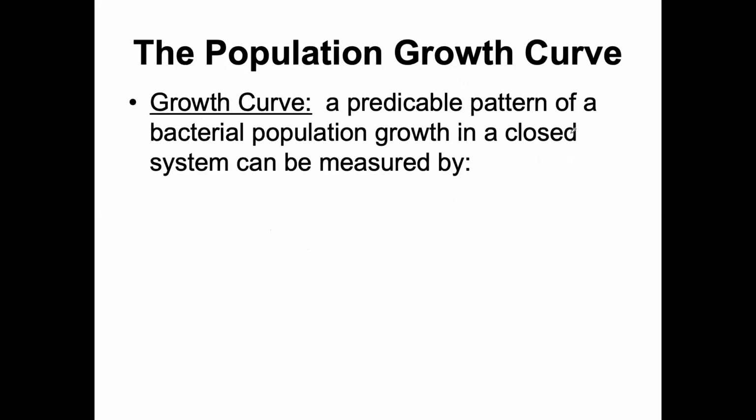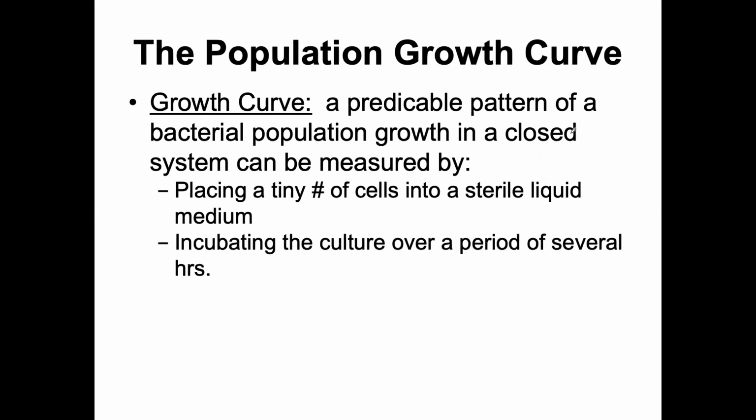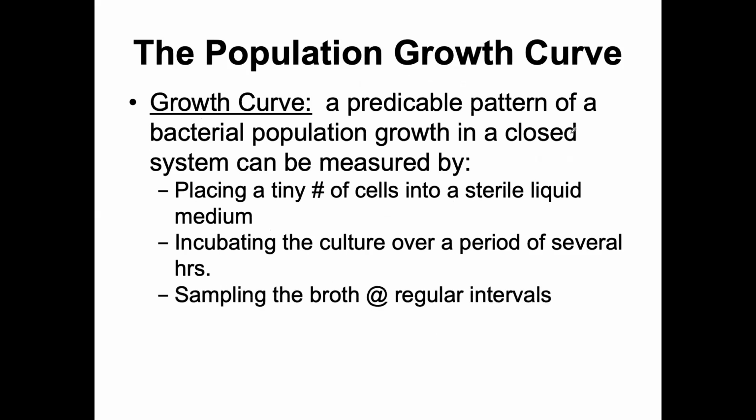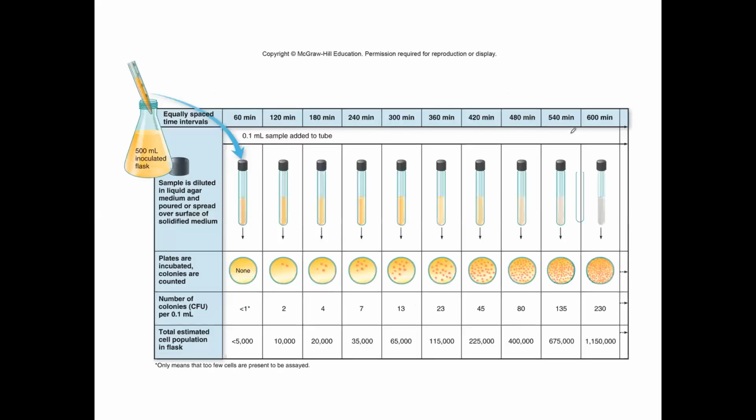A growth curve is just a way to show how the growth would happen in a particular set of conditions. We place a number of cells into a liquid medium, incubate the culture for some amount of time, take samples at regular intervals, plate the sample onto media, and count the number of colonies, and then we can make a curve from that.